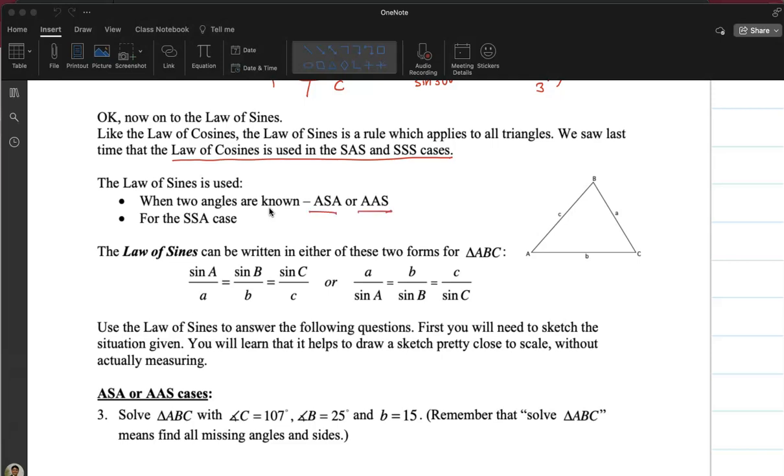The law of sines is used when two angles and one side are known, ASA or AAS. You can also use it if you have two sides, the SSA case. But the SSA case will give you an ambiguous result. That's what we'll be learning now.